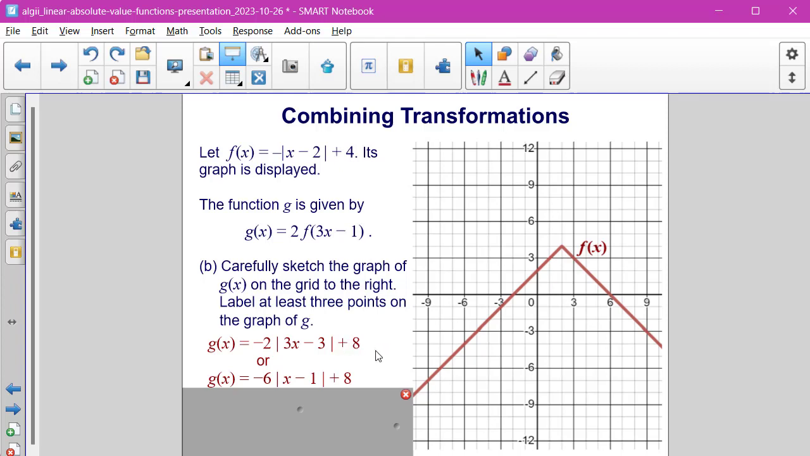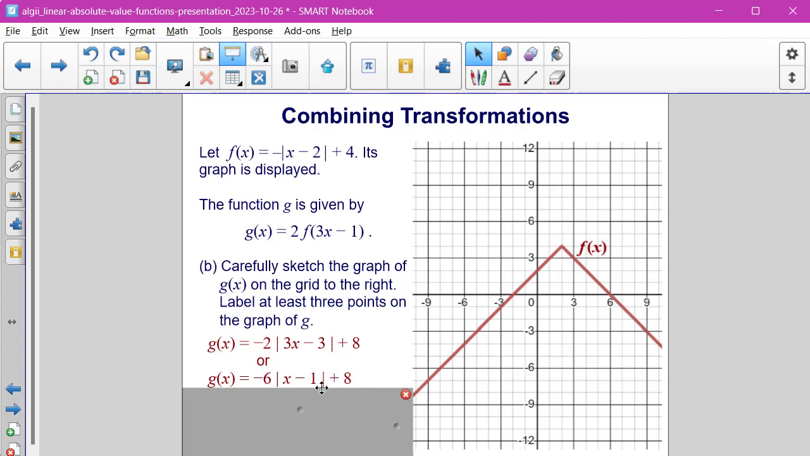Okay, so we found our g of x function. It can be either of these two answers. g of x is equal to -2 times the absolute value of the quantity 3x minus 3, and then plus 8. Or g of x is equal to -6 times the absolute value of the quantity x minus 1 plus 8.